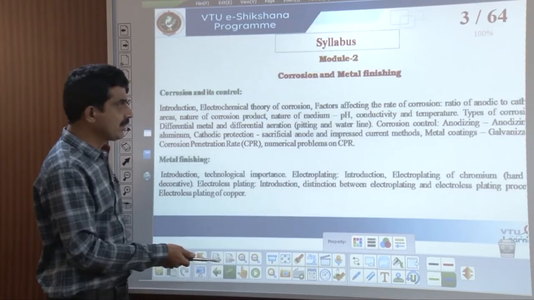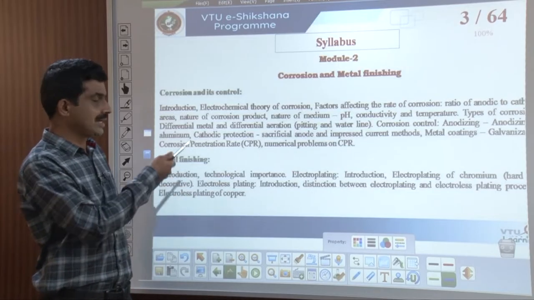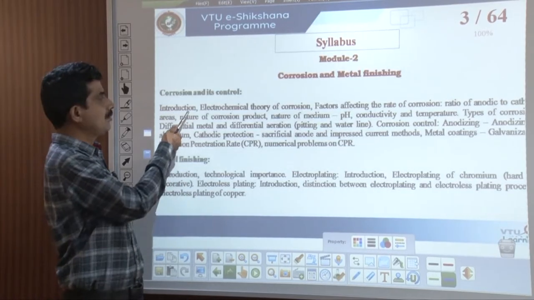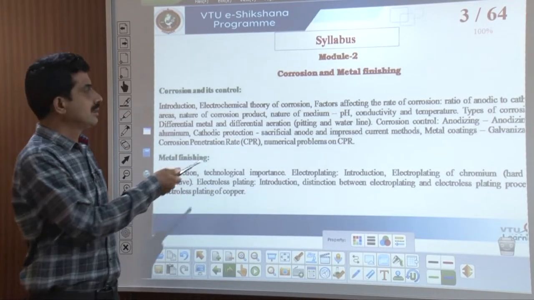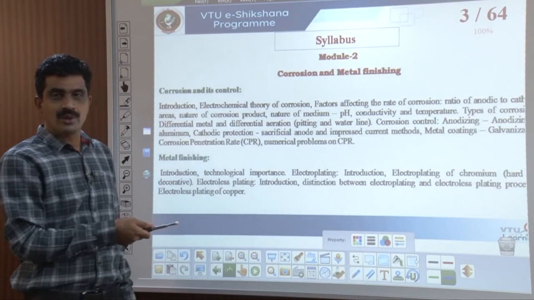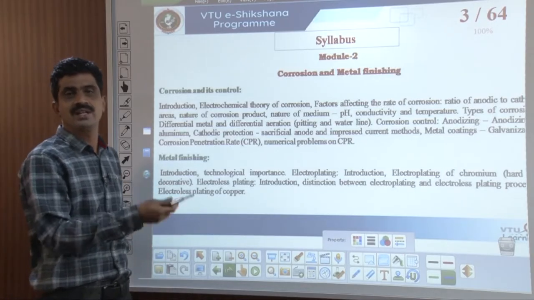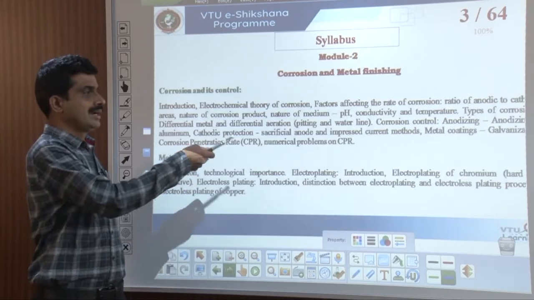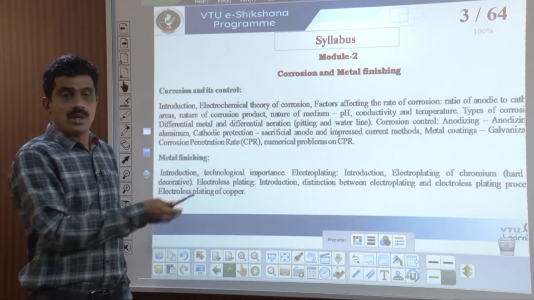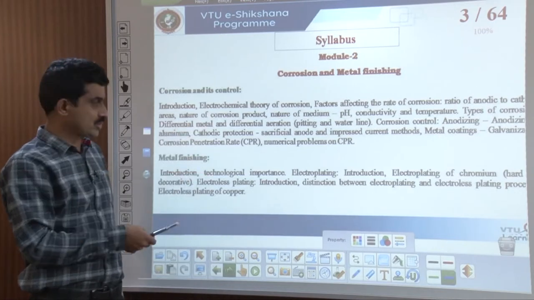Then second module is the continuation of electrochemistry. There are two chapters in second module. First chapter is corrosion and its control, the electrochemical theory of corrosion, then how metals get corroded, the different factors affecting the rate of corrosion, the different types of corrosion, and corrosion control, how corrosion can be controlled, the different techniques of corrosion control.